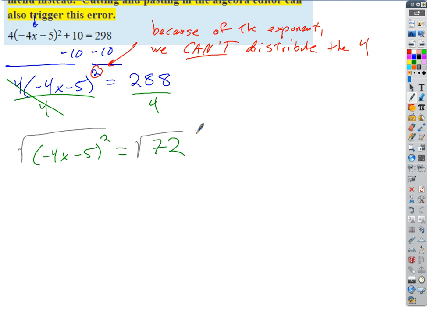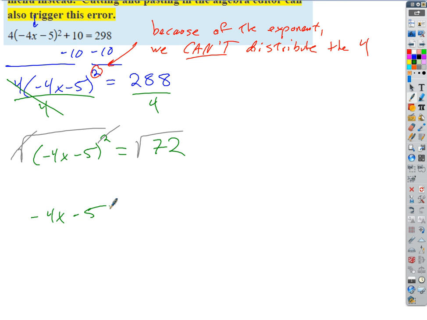What's that do to the left? Get rid of the squared. That's our goal, right? We're trying to isolate the x. We want to just peel everything away from the left side except the x. We want to eventually leave the x by itself. So we cancel the squared. That's good. So then we get negative 4x minus 5.